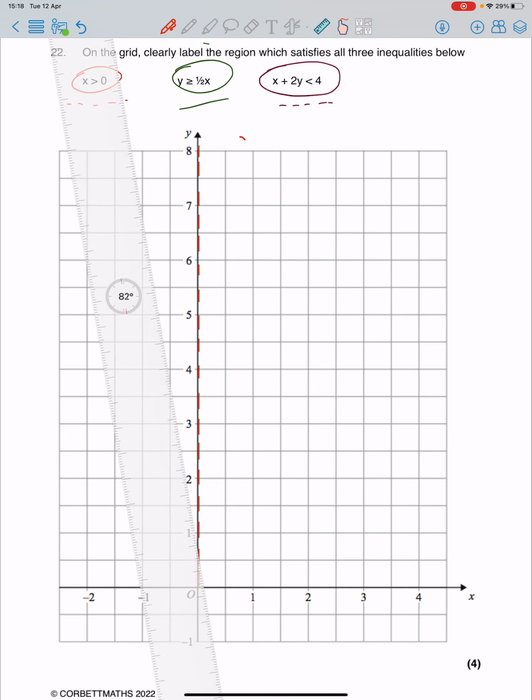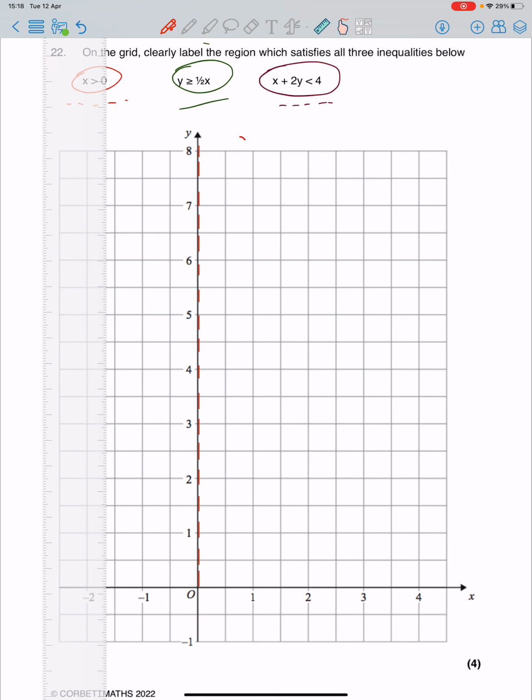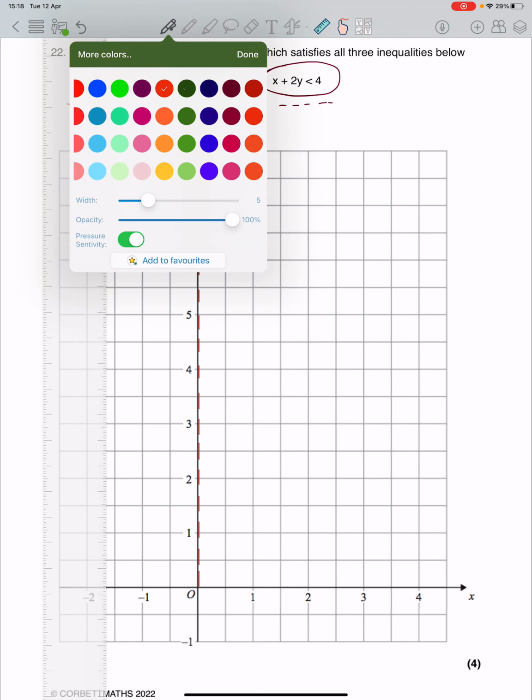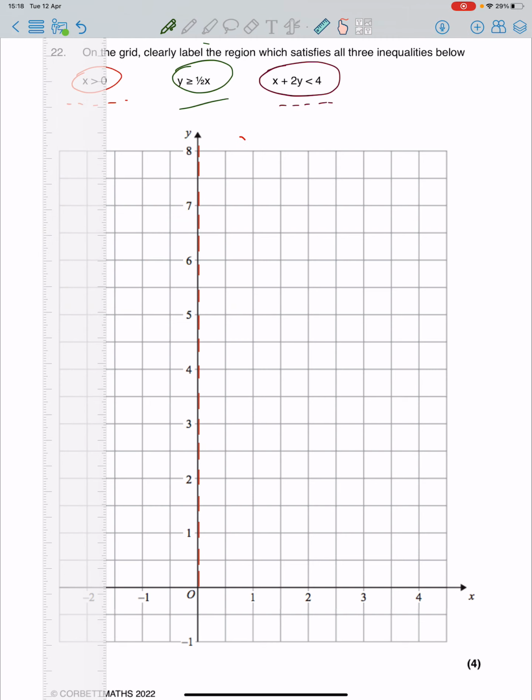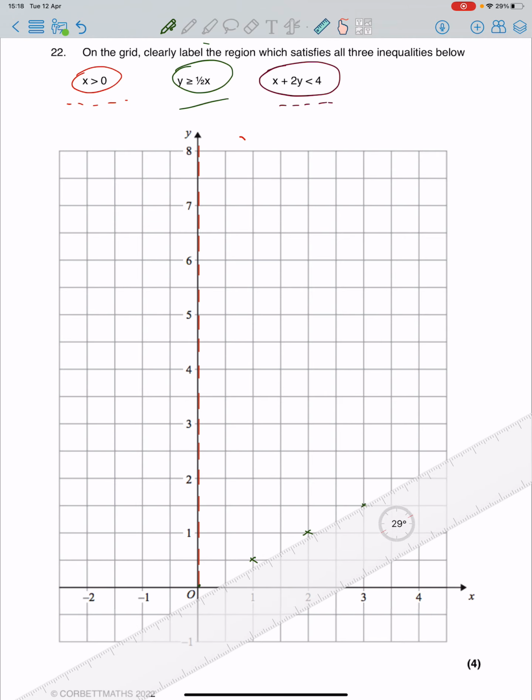Okay. And then y, let's draw the line y equals a half x. Let's draw that in green, or that green color. So y equals a half x. Well, when x equals 0, y is 0. When x equals 1, y equals a half. When x equals 2, y equals 1. When x equals 3, y equals 1.5. And then I think we've got enough points there to start drawing, I think. Yeah, that should do.